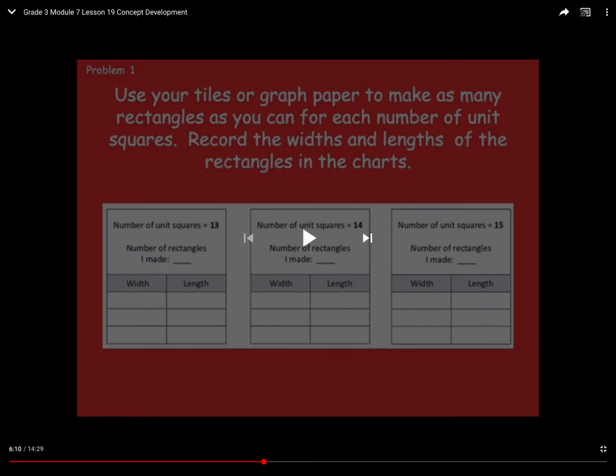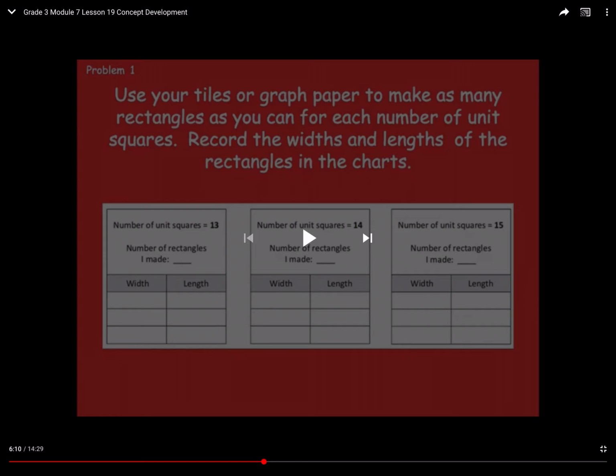Once again, pause the video, draw the charts. Make sure you have all 3 of these charts drawn before you push play. Okay, all your charts are drawn, right? Okay. So you're going to pause the video again.